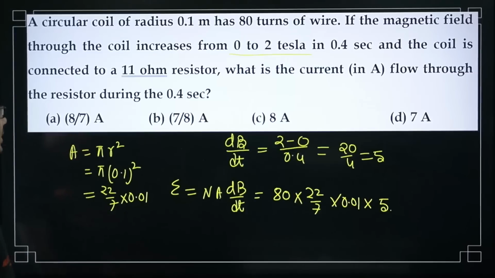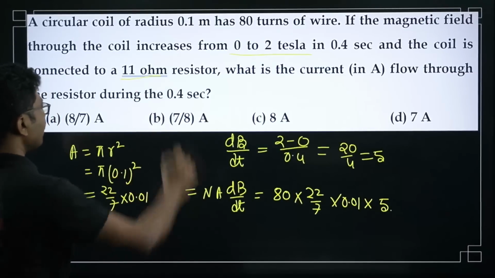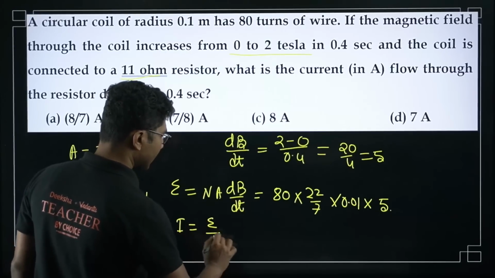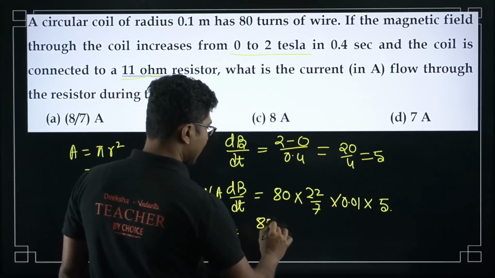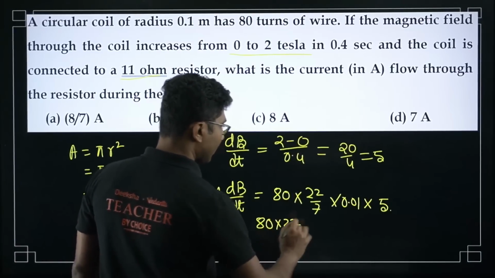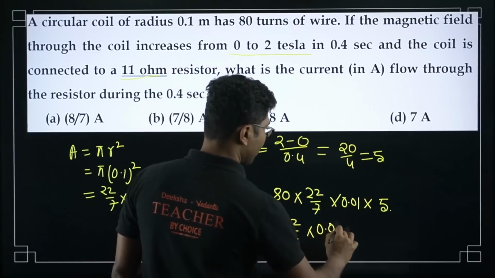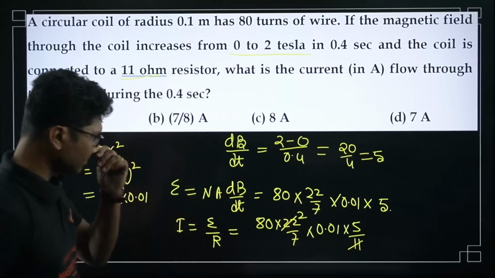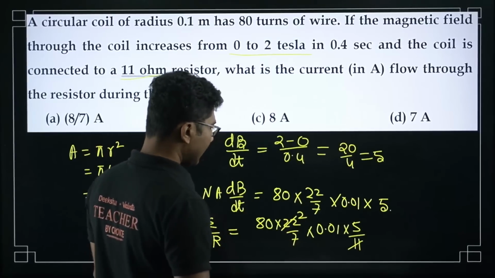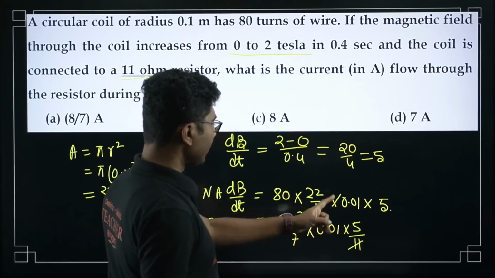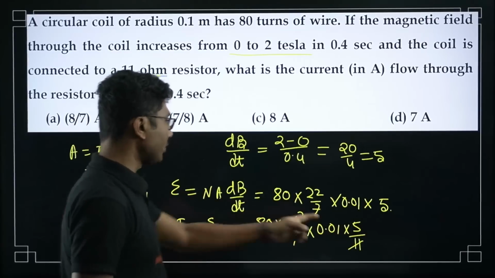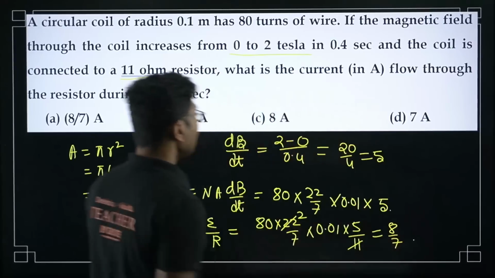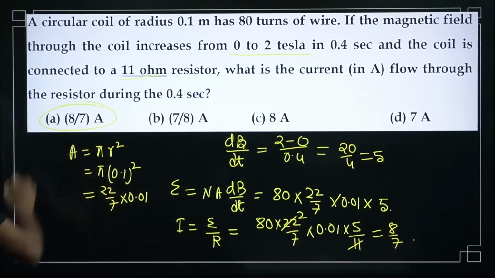Now this is not over yet. The resistance is given 11 ohm, so you have to calculate the current as well. So current is basically the epsilon divided by resistance. So everything 80 into 22 by 7 into 0.01 into 5 by 11. So here we got 2. So from here we get this as 5 into 2, which is 10, 10 into 0.01 is 0.1, 0.1 into 80 is 8, so it will be 8 by 7. Okay, so answer is 8 by 7 ampere.